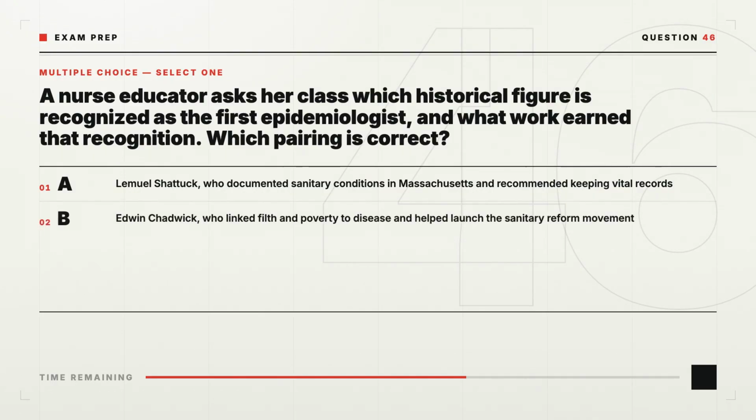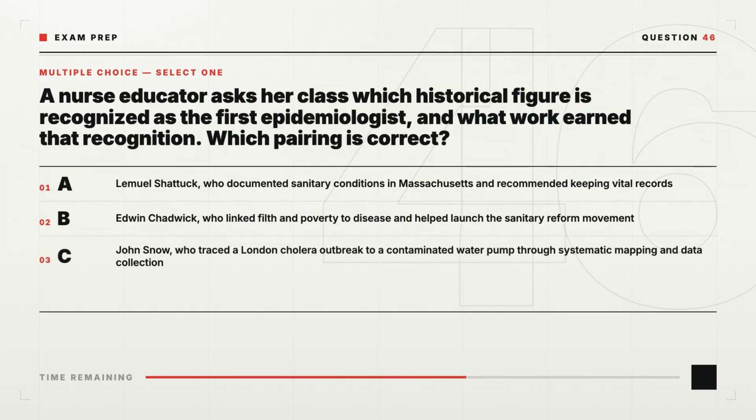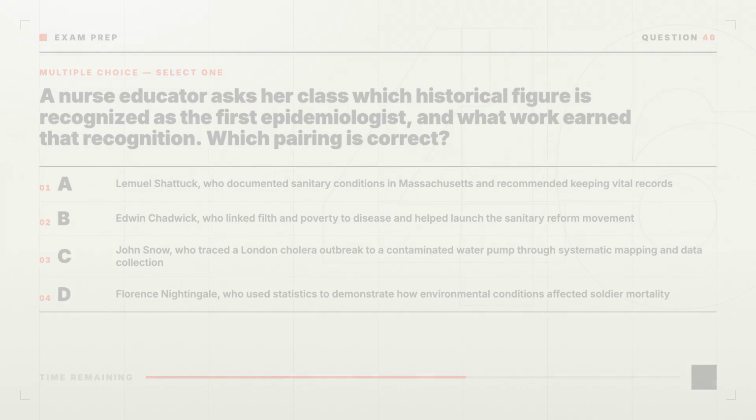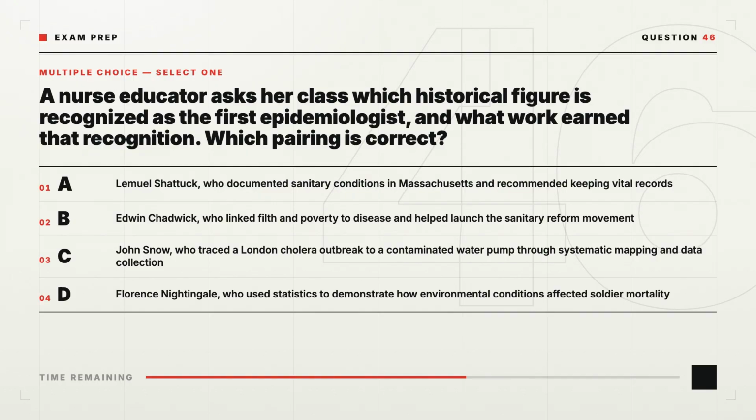B. Edwin Chadwick, who linked filth and poverty to disease and helped launch the sanitary reform movement. C. John Snow, who traced a London cholera outbreak to a contaminated water pump through systematic mapping and data collection. D. Florence Nightingale, who used statistics to demonstrate how environmental conditions affected soldier mortality. Which would you go with? Lock it in before the reveal.